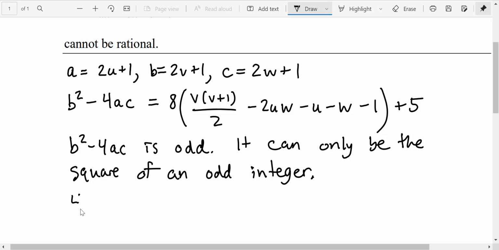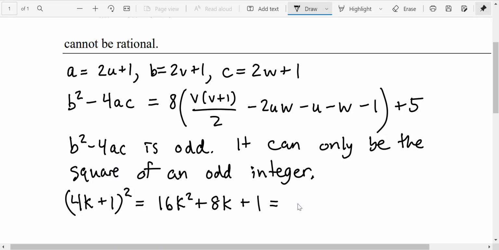Well, if we take integers of the form 4k plus 1 and square them, we get 16k squared plus 8k plus 1, which can be written as 8 times (2k squared plus k) plus 1. So odd integers of this form are 1 more than a multiple of 8, not 5 more than a multiple of 8.